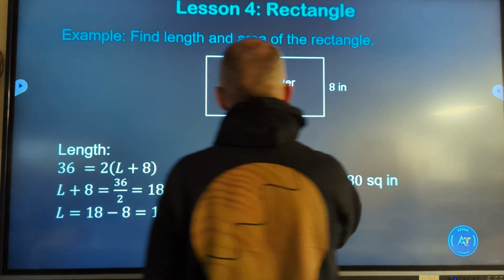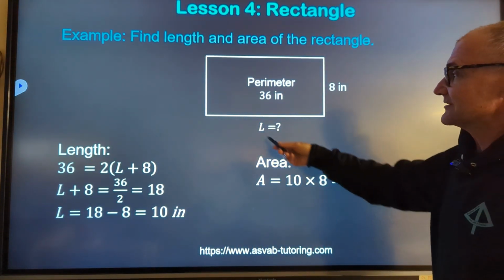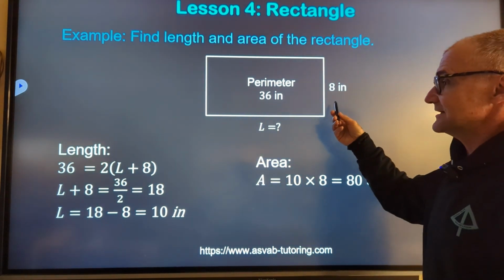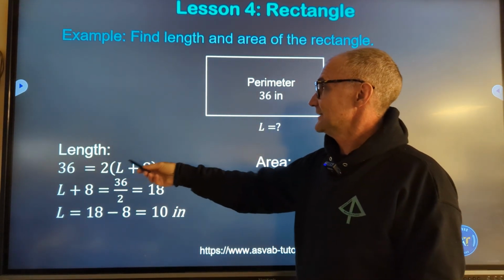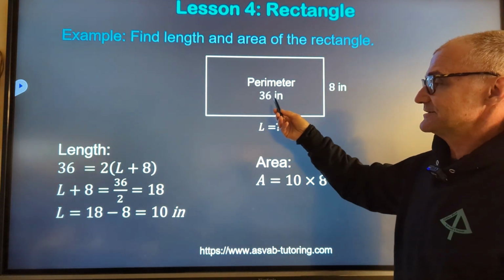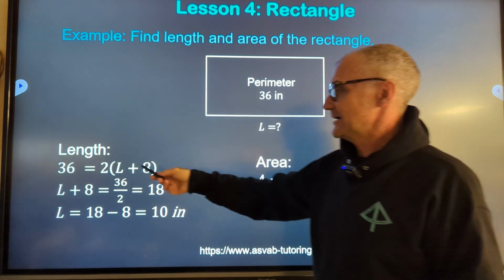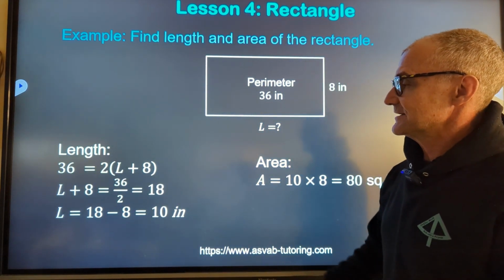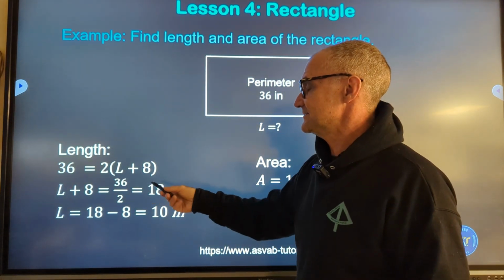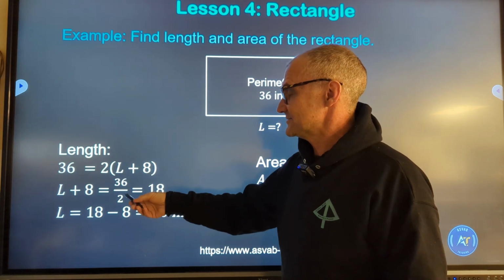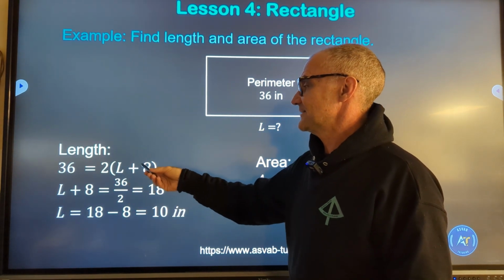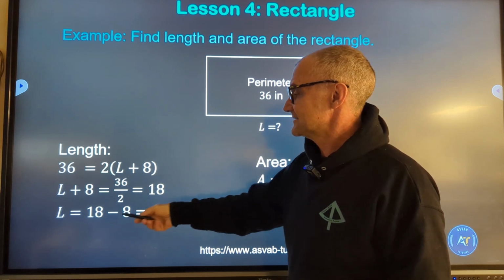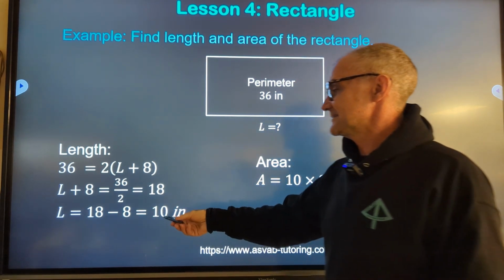So let's take a look at the length. The way I'm going to do that is, I don't know what this is, but I know whatever it is plus the width times 2 is going to equal that perimeter of 36. So L plus 8 times 2 is the overall perimeter. First thing I'm going to do is divide both sides by 2. That 2 is going to cancel, and that means I'm going to have length plus 8 equals 18. And then I'm going to subtract 8 from both sides to get a length of 10.